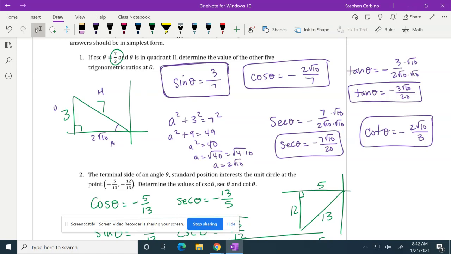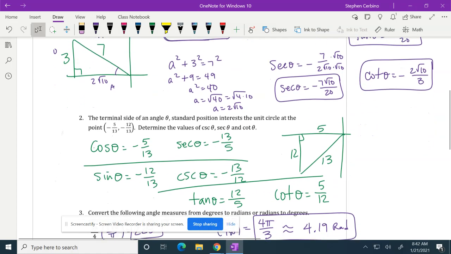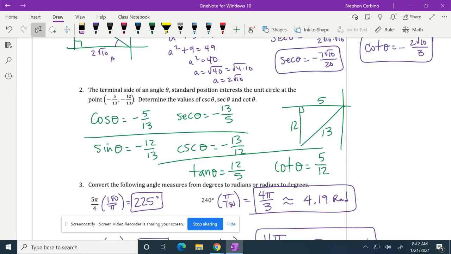For number two, we have a point that's on the unit circle. As soon as I see that I have a point on the unit circle, I already know the cosine value is the x value and the sine value is the y value. So since the cosine value is negative 5 over 13 and the sine value is negative 12 over 13, I know I'm in quadrant 3. That's why I drew my triangle in quadrant 3.